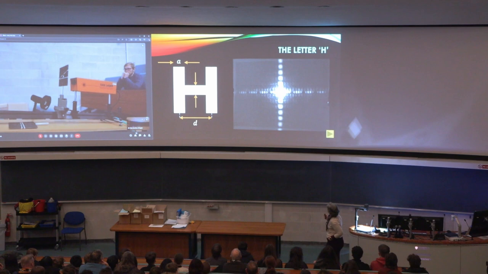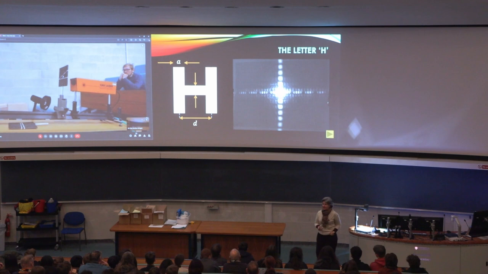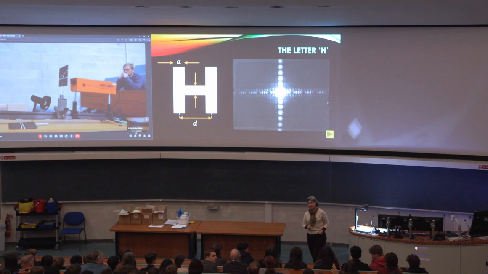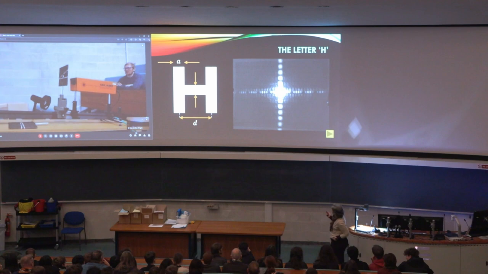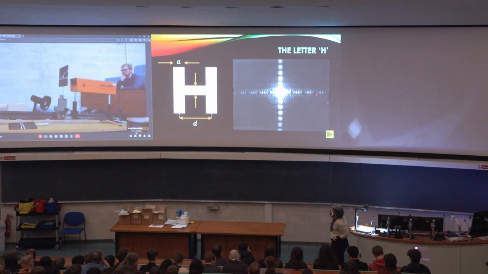So which is bigger, A or H? I'll ask you to put your hands up. Who thinks A is bigger than H? Who thinks the other way around, H is bigger than A? Good. Well done. The H is bigger than A because remember, the smaller feature on the pattern, so this separation is smaller than this separation here. And so where the separation is smaller, that's the bigger feature.